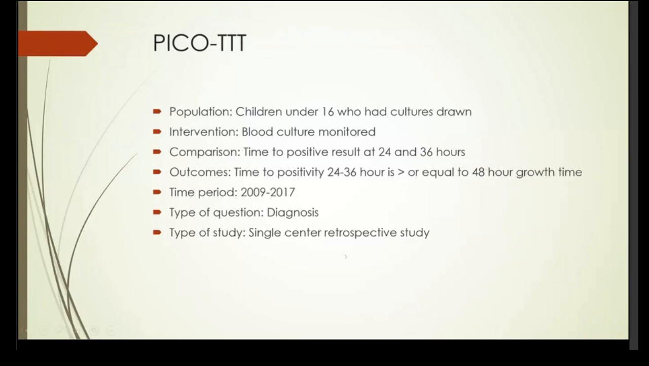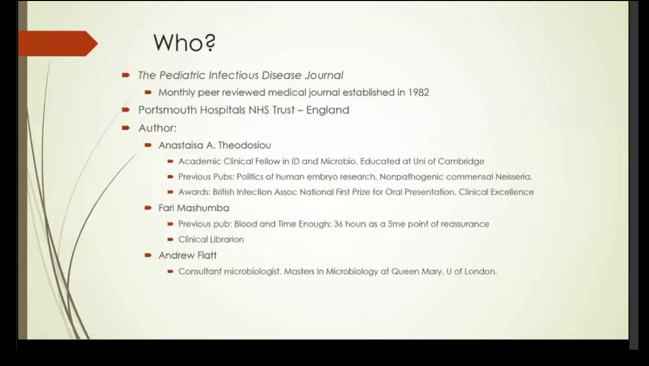So when analyzing papers, one of the things we look at is the who. So who wrote it and where was it published? This was published in the Pediatric Infectious Disease Journal, which is a monthly peer-reviewed medical journal established in 1982. That was taken directly from their website. And it was done in Portsmouth Hospital at the NHS in England.